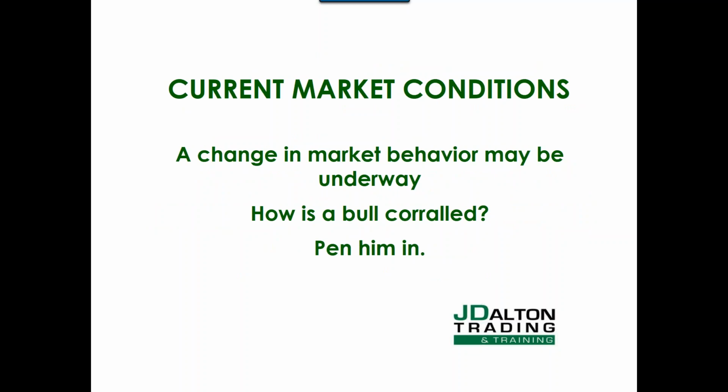Current market conditions, a change in market behavior may be underway. As you know, we go from bull to trading range, back to bull, or bull to trading range to bear. But we don't go directly from bull to bear. So how is a bull corralled? A bull is corralled by being penned in. In other words, this is the bracketing process.